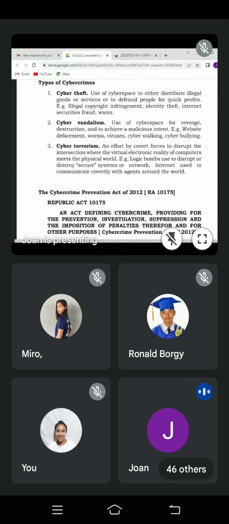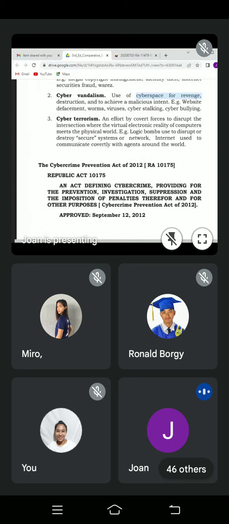Cyber vandalism is the use of cyberspace for revenge. Example, website defacement, planting worms, cyber stalking, or cyberbullying. Cyber terrorism, of course, is an activity wherein a terrorist act is involved.